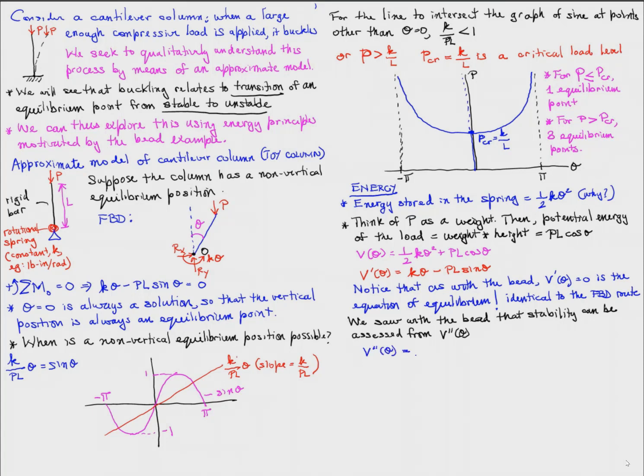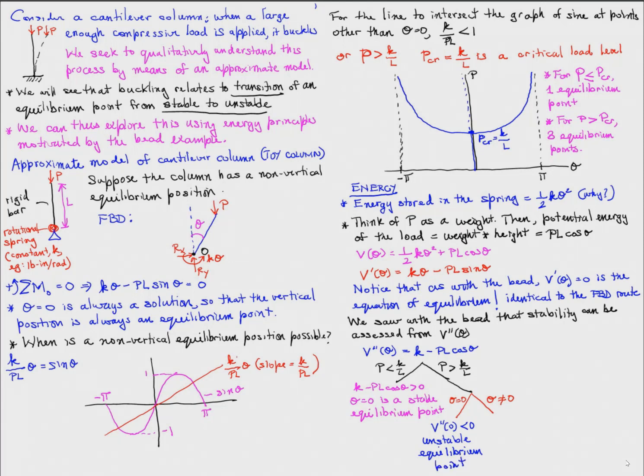And we consider two cases. P less than K over L, when the only solution is theta equals 0, and K minus PL is greater than 0. So that's a stable equilibrium point. So for P less than P critical, the vertical equilibrium is stable. When P is greater than P critical, there are now two possibilities, theta equal to 0 and theta not equal to 0. When theta is equal to 0, you can check that V double prime of 0 is actually less than 0. So vertical equilibrium is unstable for P greater than K over L.